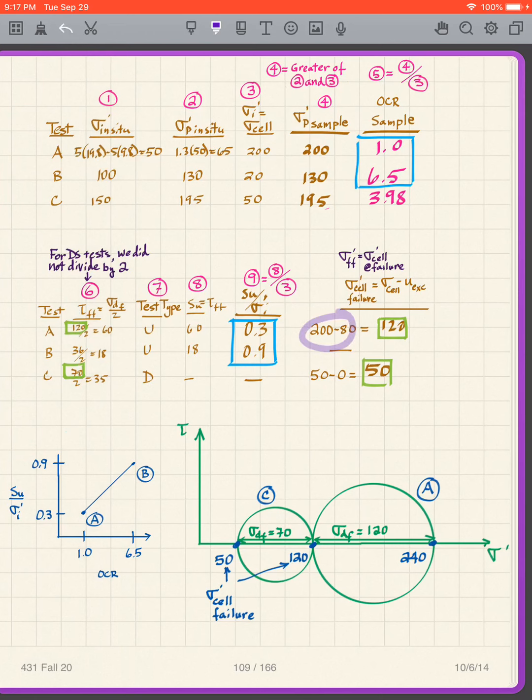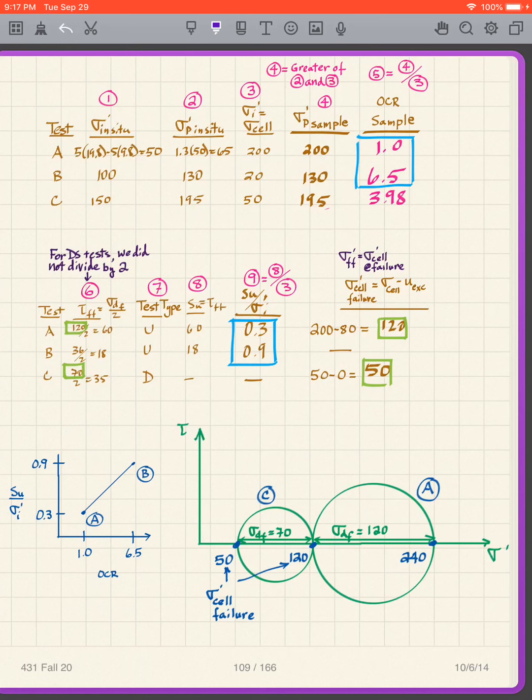So this works out to 200 minus 80, 50 minus 0. And I get 120, I get 50. So, okay, so then what do I do with that information? Well, I plot it up on, I can do my Mohr circles. I'm plotting sigma prime versus tau.